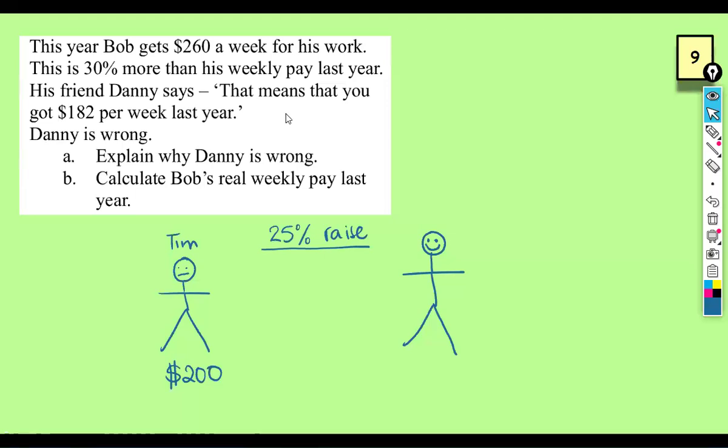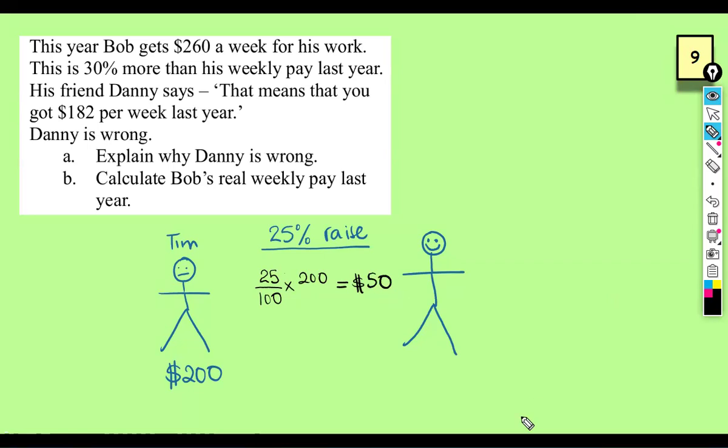Right? So most people are saying it's $250, right? So let's see how you went about this. You would find what? 25% of how much? $200. So let's find 25% of $200. Let's see how much money that is, because he's getting a 25% raise. He's getting 25% extra. So 25 divided by 100 multiplied by 200.